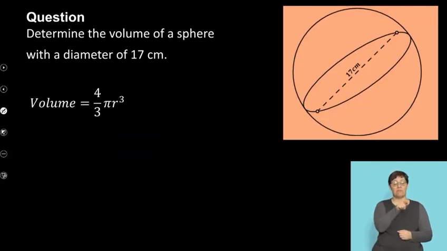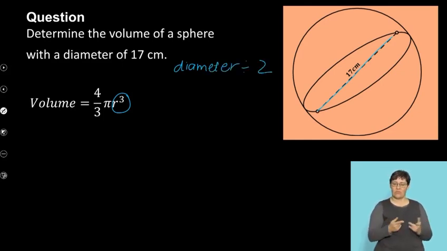So the volume of a sphere is 4/3 pi times r cubed. And because it is multiplied by r cubed, I have to address the fact that I've been given a diameter of 17 centimeters. If I substitute in 17 in the place of r, my volume is going to be so much larger than it needs to be, everyone. So please make sure that you first write down what your radius is. And I know that my radius is always my diameter divided by 2.